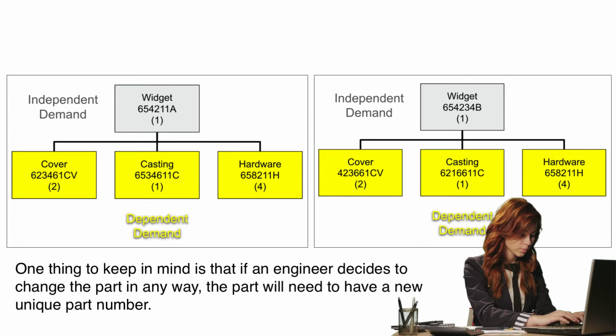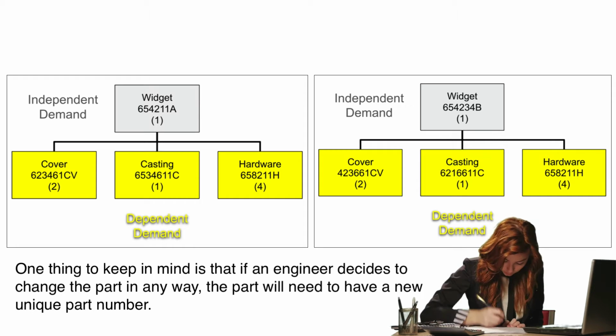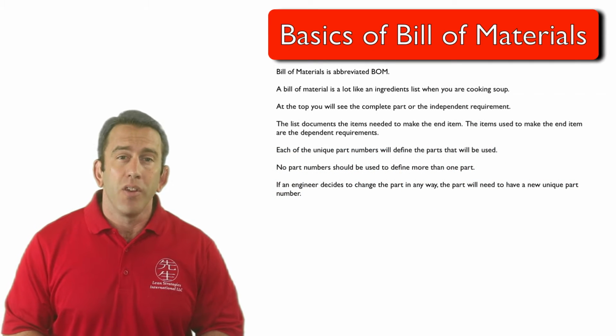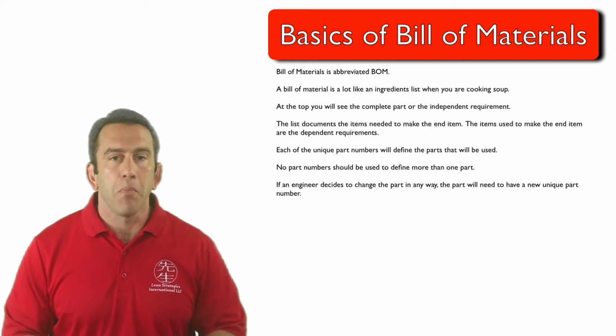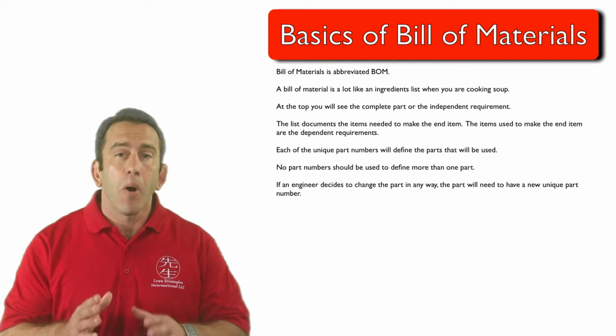One thing to keep in mind is that if an engineer decides to change the part in any way, the part will need to have a new unique part number. One example might be if a part uses a different coating or changes a dimension. These changes would also require a new part number.